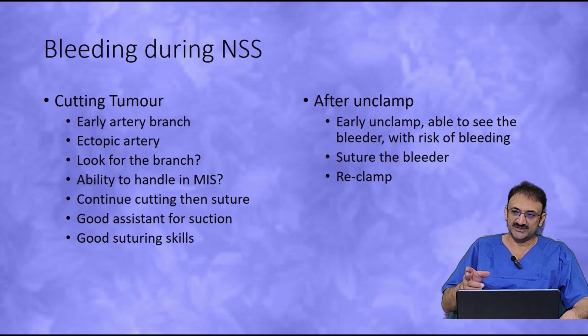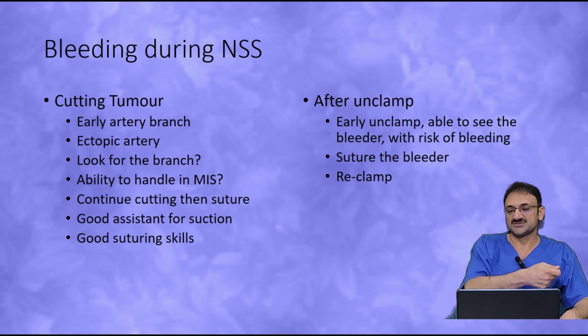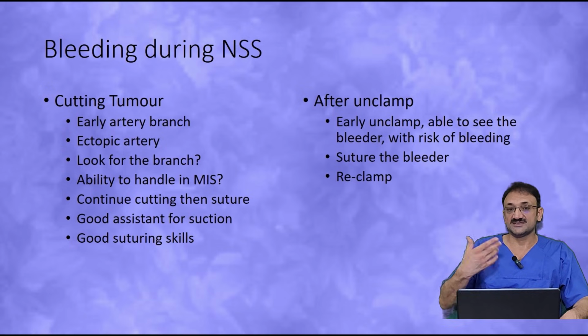Another episode of such bleed can happen after unclamping. So you need to unclamp early to see whether there is any bleed or not. Because once you suture all the bed and then you unclamp it and then it bleeds, it will be difficult for you to locate that bleeder. So once you remove the tumor, you should unclamp it and then clamp it again to see where the bleeder is, or to see really if there is any chance of bleed or not. And then you suture the bleeder. You can very easily reclamp the vessel and do the procedure.